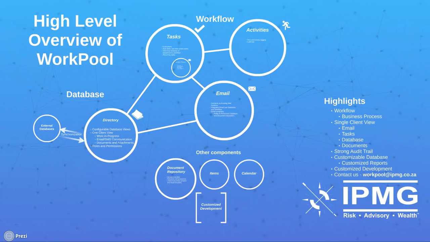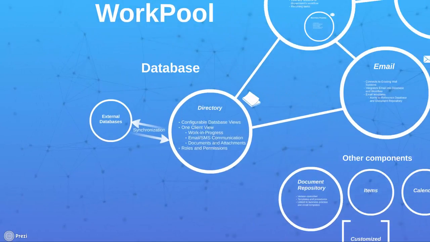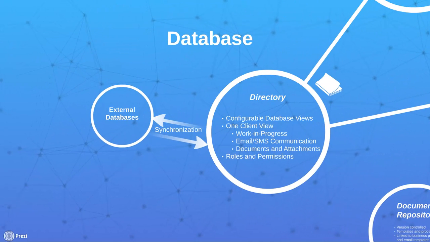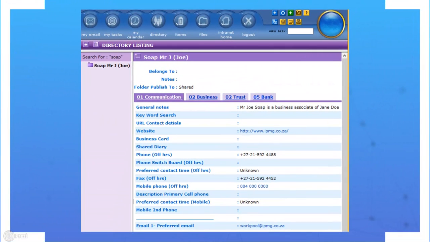Next, we will be looking at two of the core functions of WorkPool, namely the database and workflow. The database function within WorkPool is called the directory. The directory is a flexible database with configurable database views. WorkPool therefore allows you, as the administrator of the system, to add and remove database fields yourself, without requiring assistance from a third-party service provider, and allows you to set up your database according to your unique business requirements.